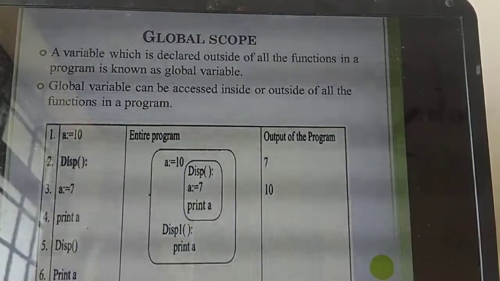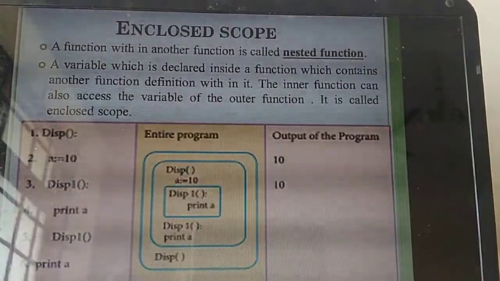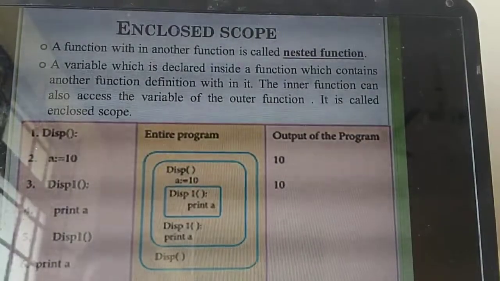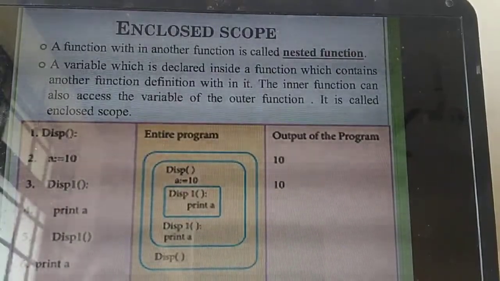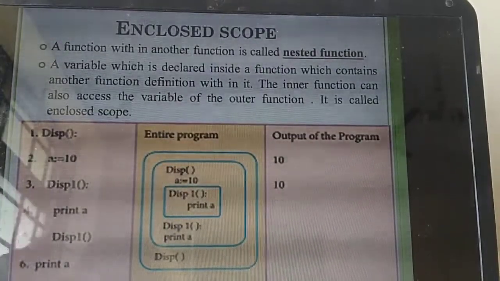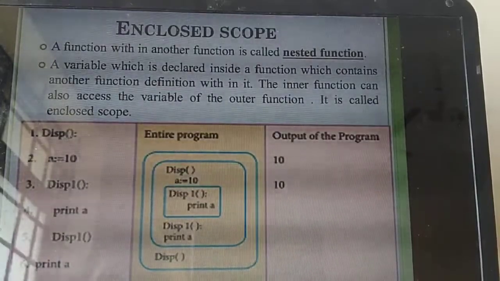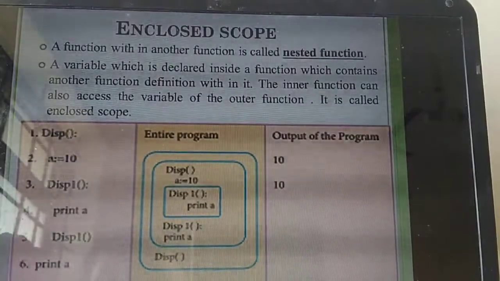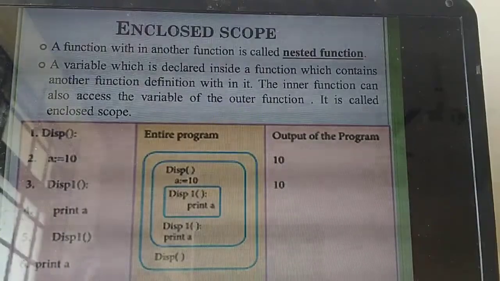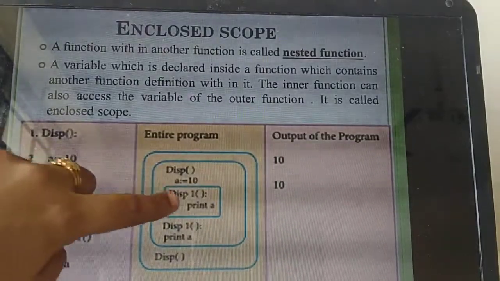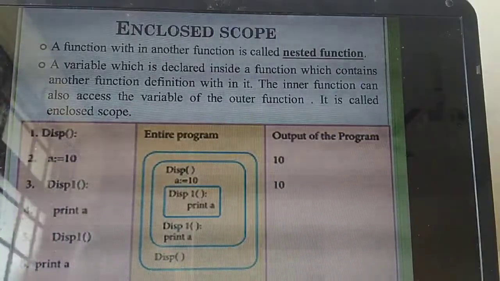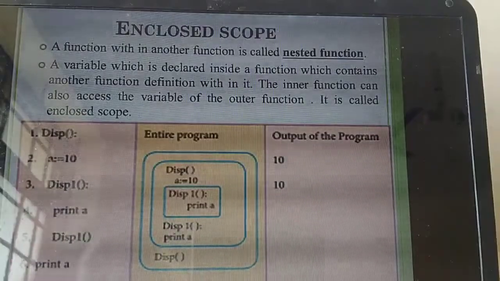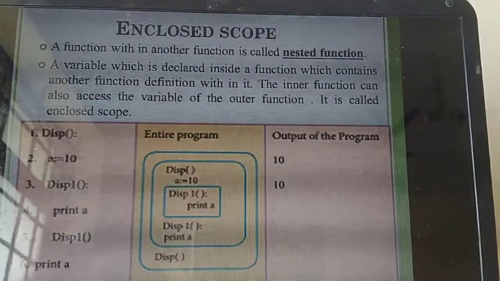Understand now? Yes. Next thing is enclosed scope. What do you mean by enclosed? Already I said: function within another function. That means a function defined inside another function is called a nested function. Very important, one more question this time. Function which is defined in another function is called which function? Nested function. Okay. So the variable declared inside a function which contains a function, you can access inside the function as well as outside the function. Understand now?